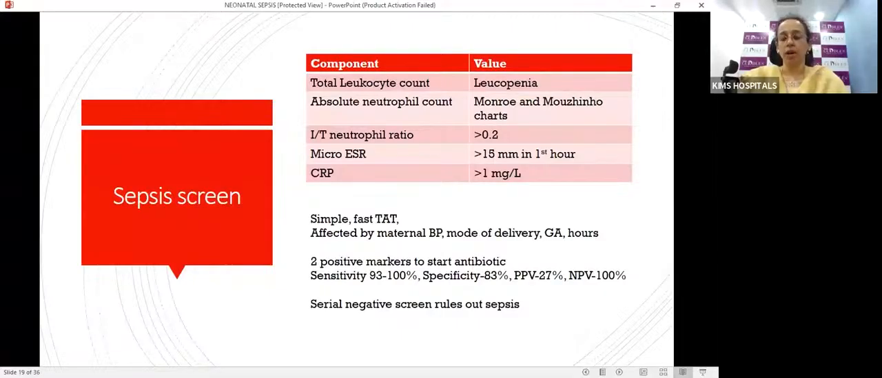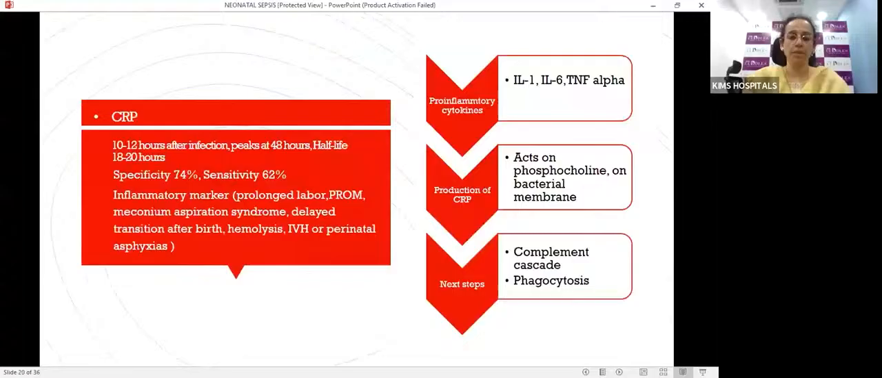So if two markers are taken into consideration, the sensitivity increases to 93 to 100%, the specificity to 83%. Positive predictive value is low for these tests, and negative predictive value is very good. So that means a normal CRP or PCT, a negative sepsis screen, helps more to rule out sepsis than to rule in sepsis. So now let us see these biomarkers one by one.